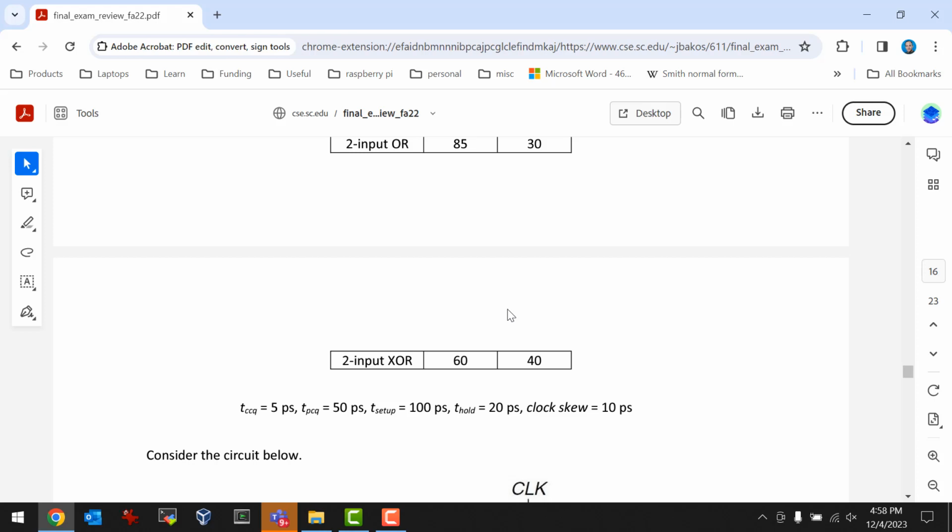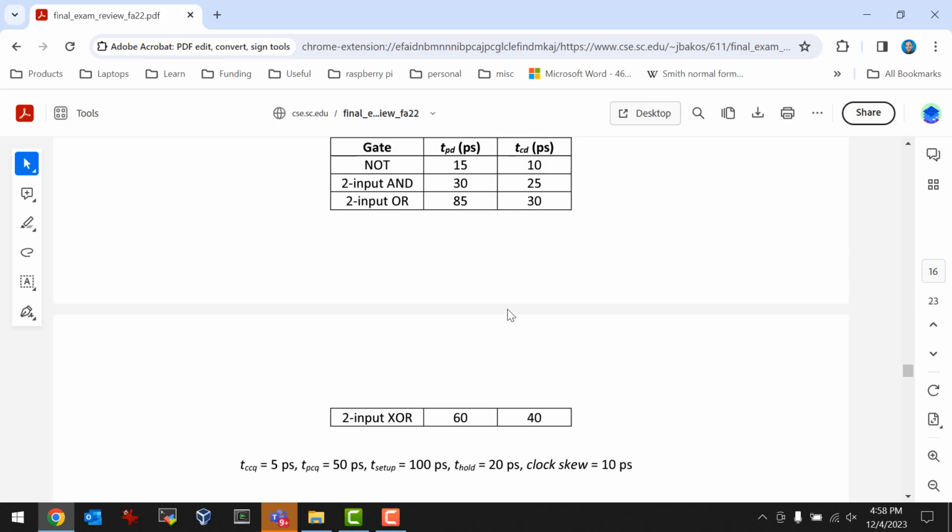Okay, so TPCQ is, what was that? 50, yep, 50. So this is 50, so this is 80, 160, 260, 270. Yeah. Seems like it comfortably fits in there, right? Make sense? Okay, that's the setup time.